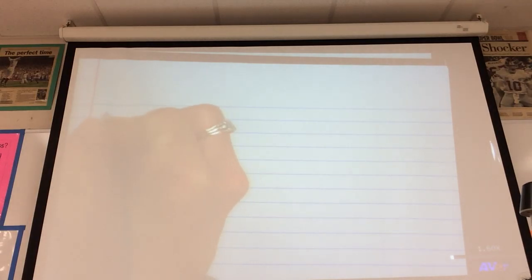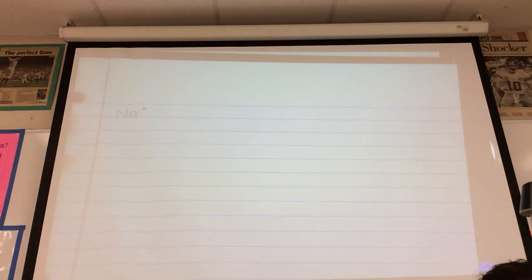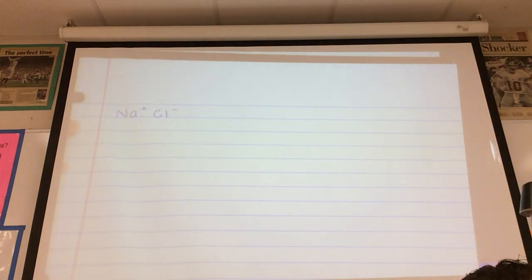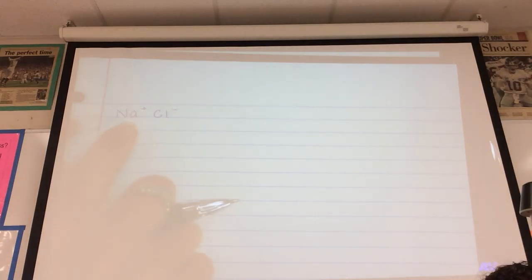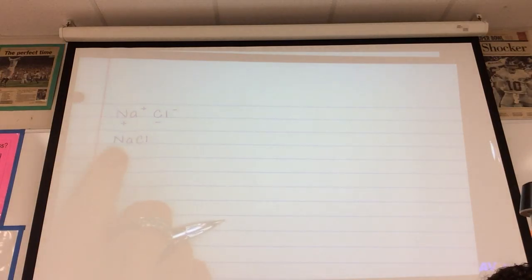a sodium atom loses one electron, forming a sodium ion. A chlorine atom gains one electron, forming a chloride ion. Electrons are transferred from sodium to chlorine, forming a sodium ion and a chloride ion. Ionic compounds are electrically neutral. The same number of plus and minus charge must exist in the compound. Ionic compound, sodium chloride. This is table salt.